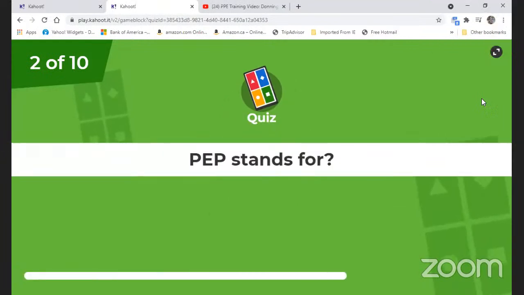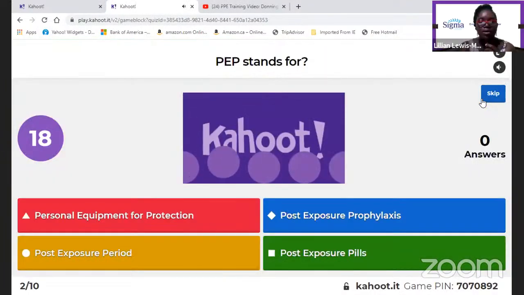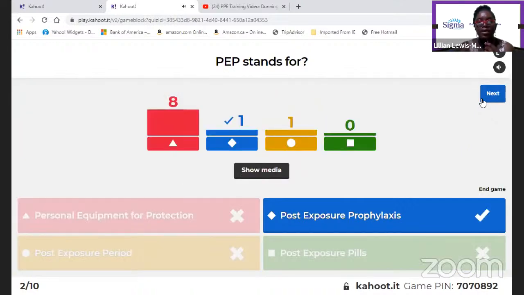Number 2. PEP stands for: personal equipment for protection, post-exposure period, post-exposure prophylaxis, post-exposure pills. PEP stands for... Right, so it stands for post-exposure prophylaxis. So 8 persons answered correctly, and 1 each incorrectly.